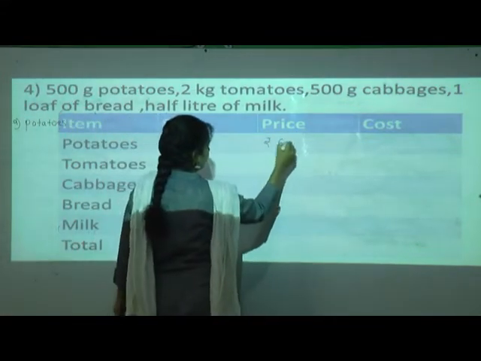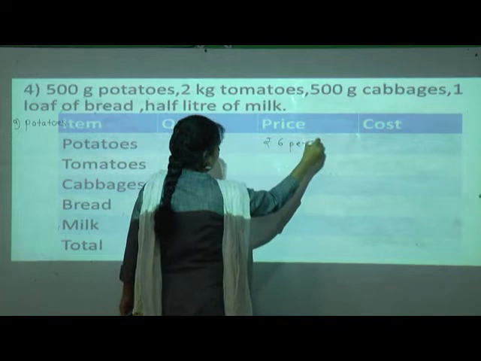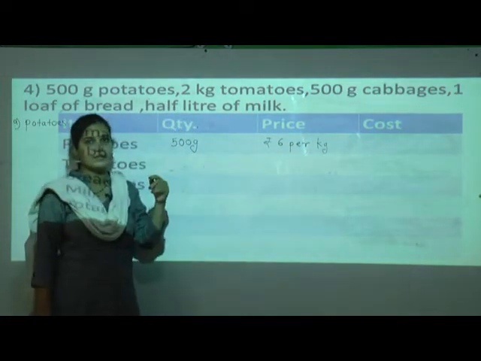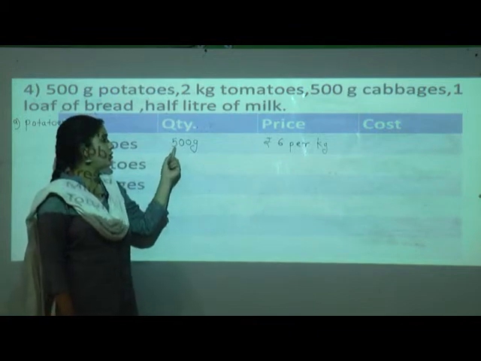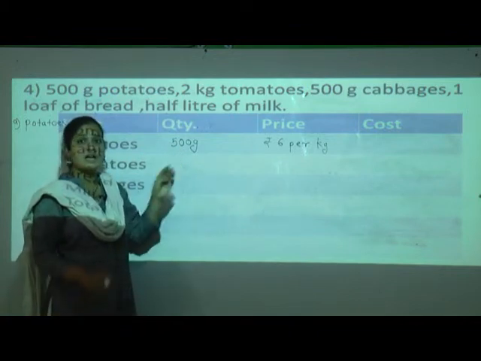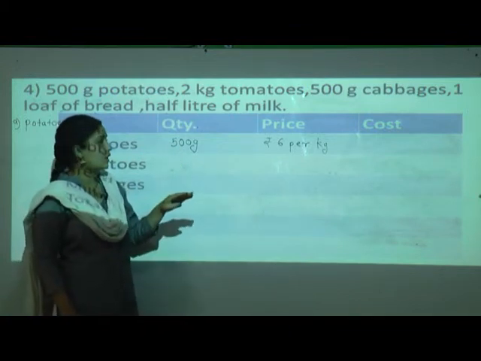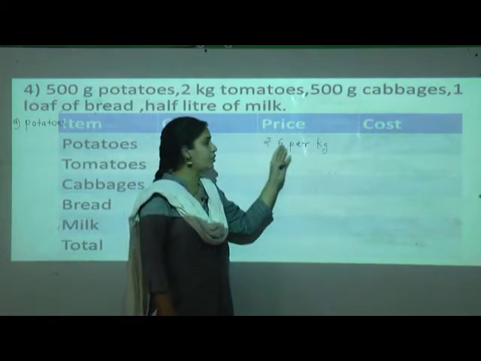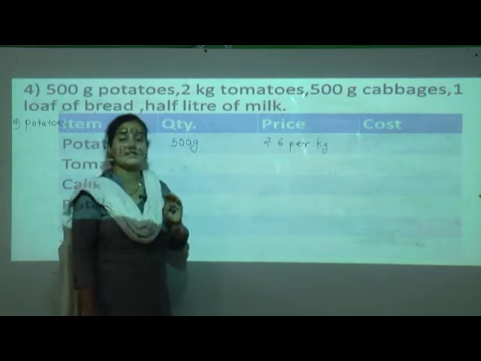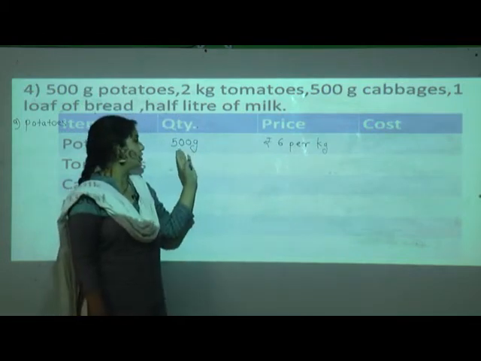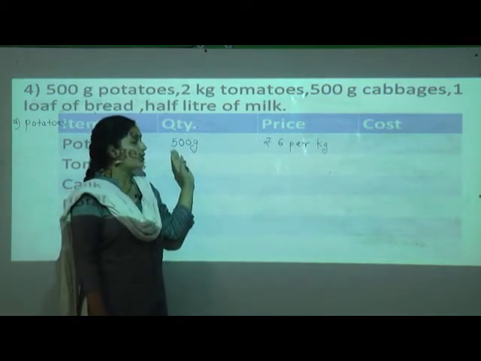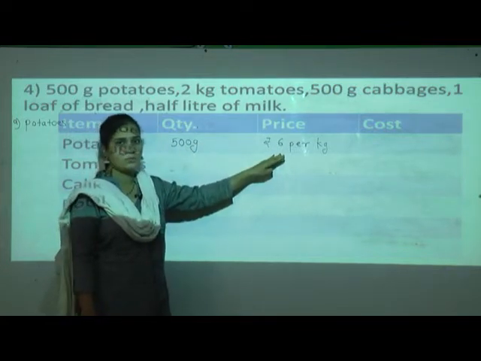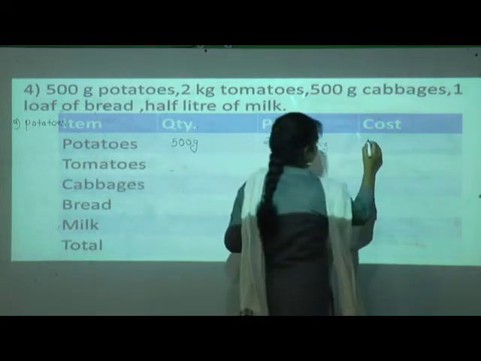Rupees 6 per kg. So we know that 1 kg means 1000 gram, isn't it? So here 500 gram means half of 1000. Now here rupees 6 is the rate of 1 kg, that means 1000 gram potatoes. So here 500 gram potatoes we have taken. So the rate of the potatoes will be rupees 3. Okay.